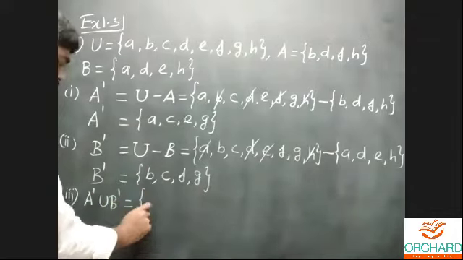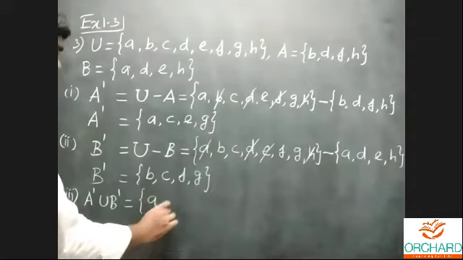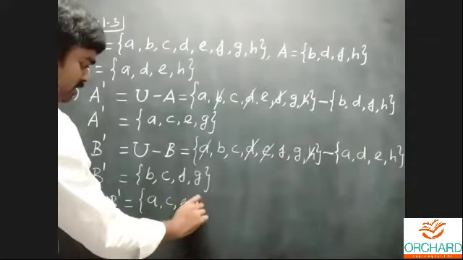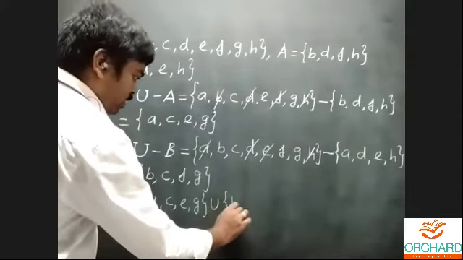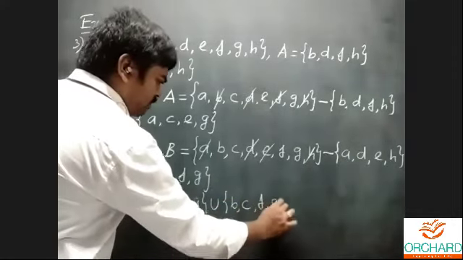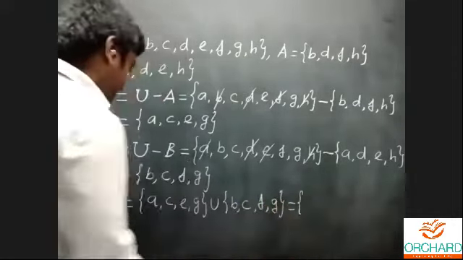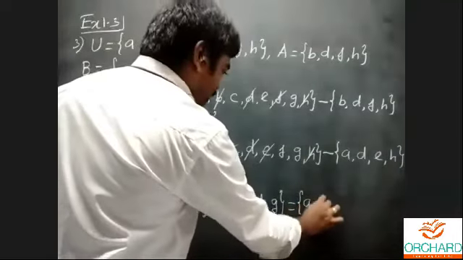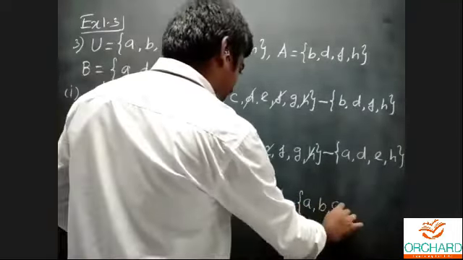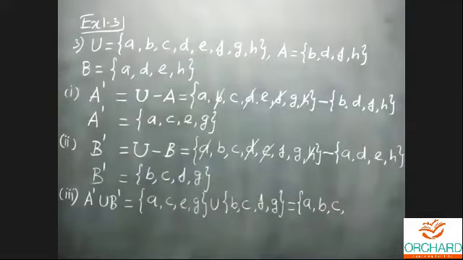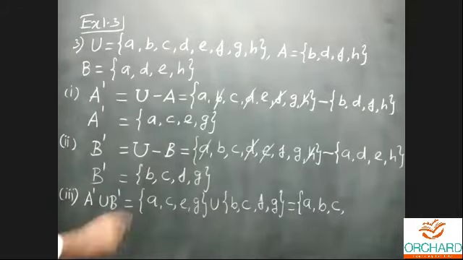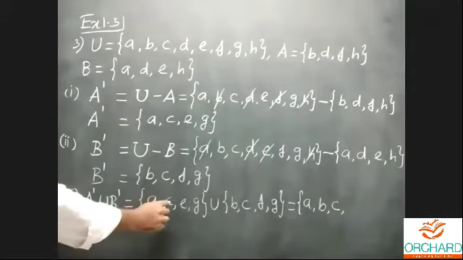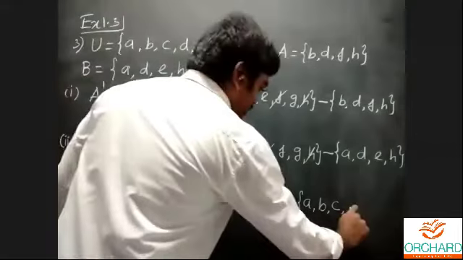A dash, the elements of set A dash: A, C, E, G. That union B dash: B, C, F, G. I'll write the answer here itself: A, B, C, C. C is present in both A dash and B dash, but you write only one element at a time in a set. That's why don't repeat element C two times. Next step: A, B, C, E, F, G.